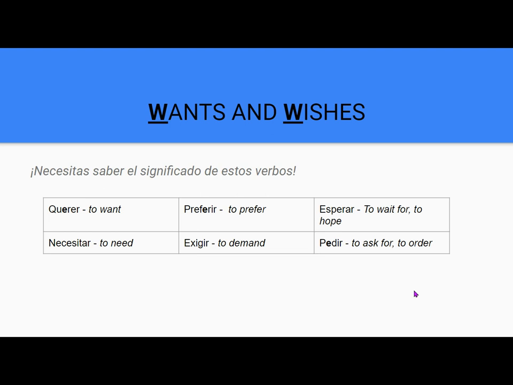Empezamos con wants and wishes. And the rule you're going to see here is always going to be, si ves uno de estos verbos en la primera cláusula de una oración y las cláusulas tienen sujetos diferentes, necesitas usar el subjuntivo en la segunda cláusula. I'm not going to go over the meaning of every single verb on this slide here for wants and wishes. If you believe that you need to write down the meanings of any of these verbs, por favor, pausa el video y escríbelos. You are going to need to know the meanings of these verbs.